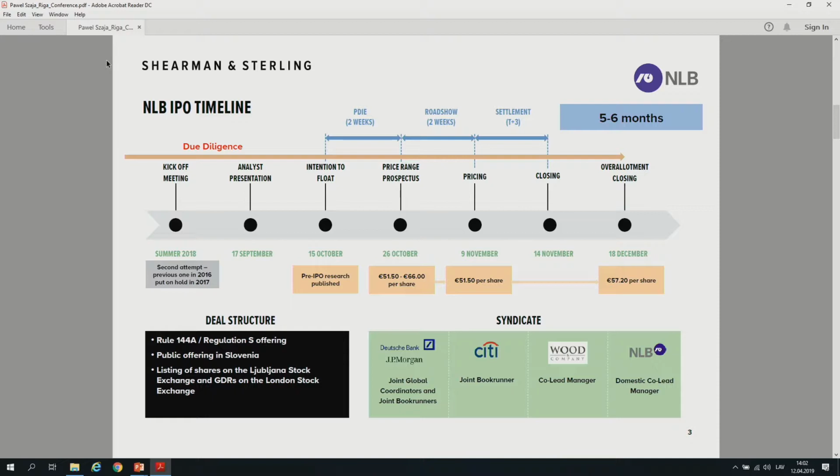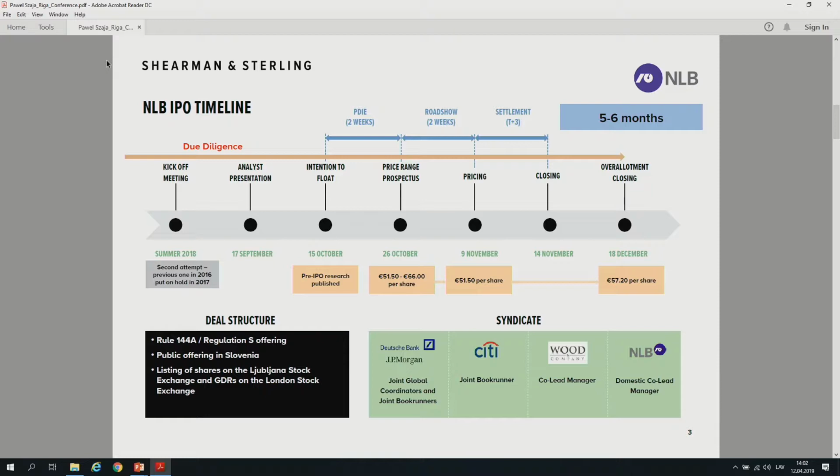Of course, you need to come up with a price range for your offering. Now, this applies only to public offerings in Europe. If there is no retail component, if you don't want to go with an approved prospectus, there are, of course, other ways, and you can use what we would typically call the Pathfinder type of prospectus. The roadshow follows the price range prospectus.